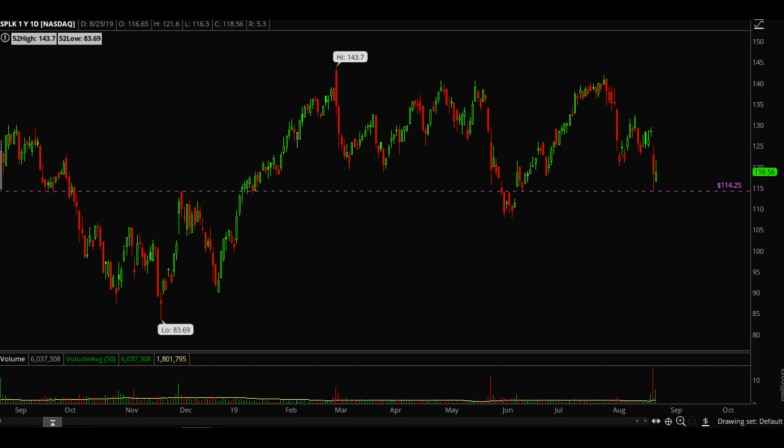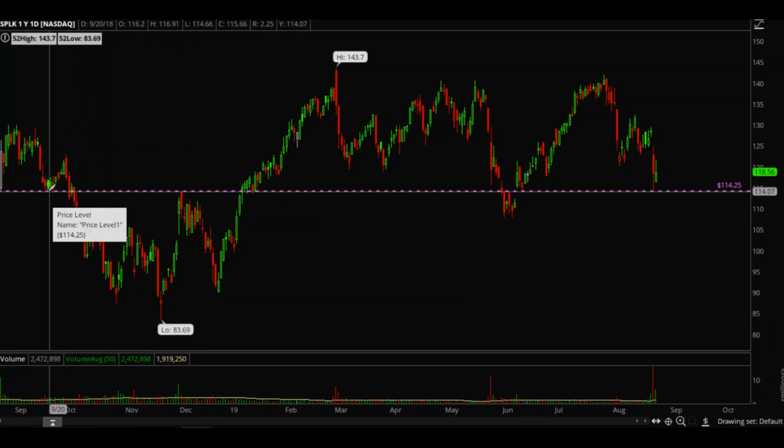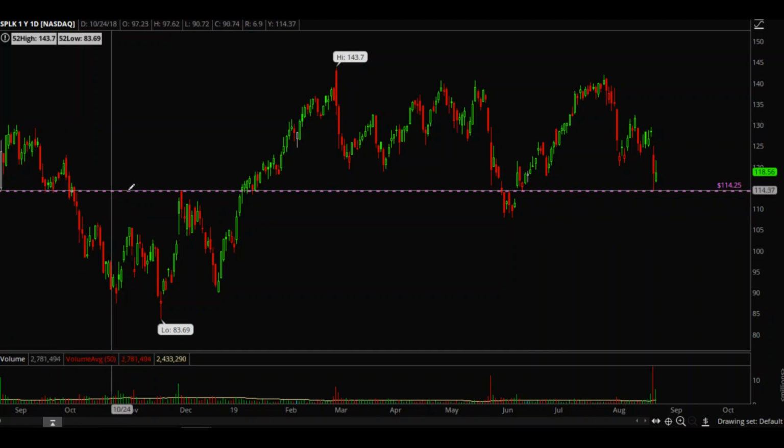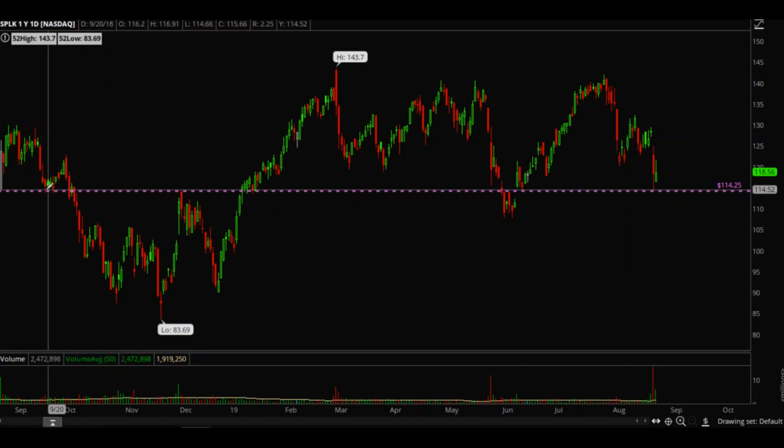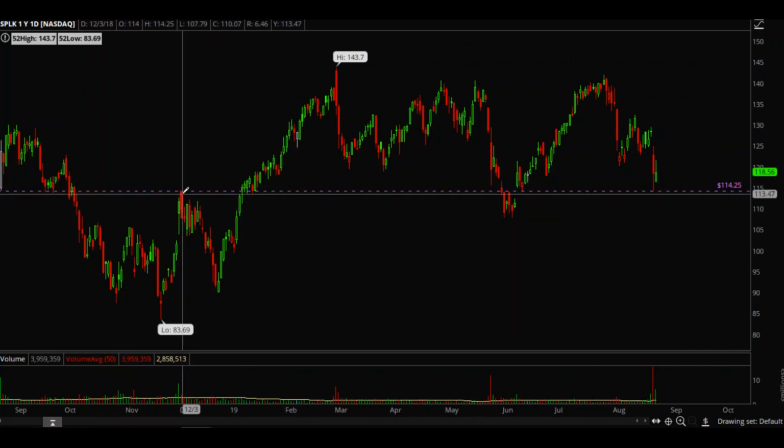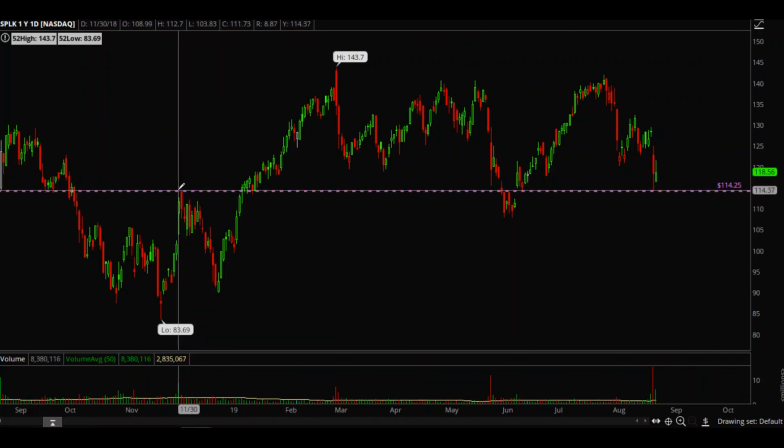This is Splunk, SPLK, and if you look over here, we have a support line on 82.7 at the end of September of last year. Now, I actually drew this support line over here because it became resistance. This is how far back I was watching this trade, right? There's support here, and it became resistance, and that's where I drew my line. And that's over here at 114.25. It was support that turned into resistance.